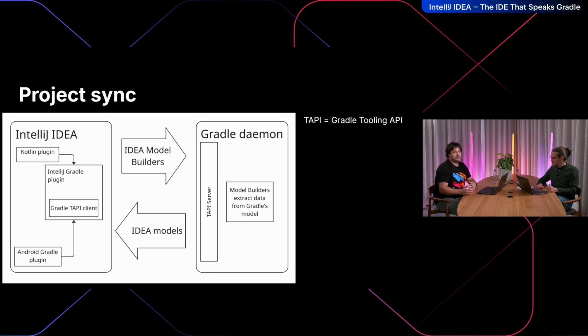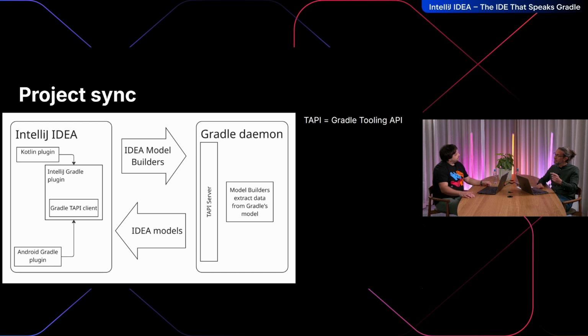It has its own requirements to get. It can also be extended. For example, the Kotlin plugin has other requirements and needs other knowledge from Gradle. The Android plugin also might need something specific, so they extend what the IntelliJ Gradle plugin requests.